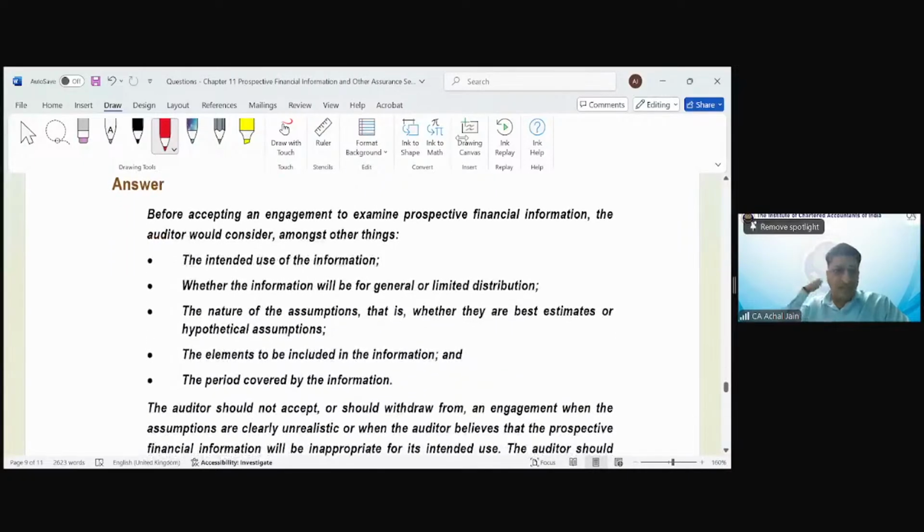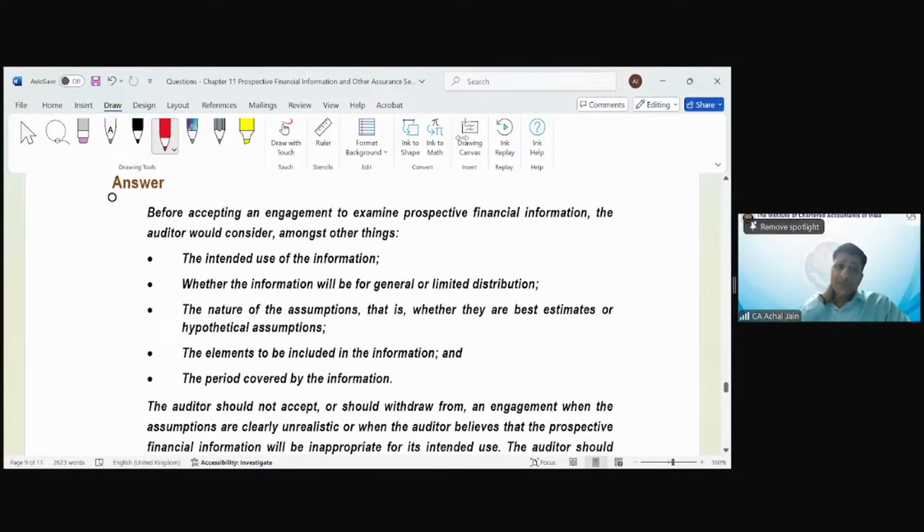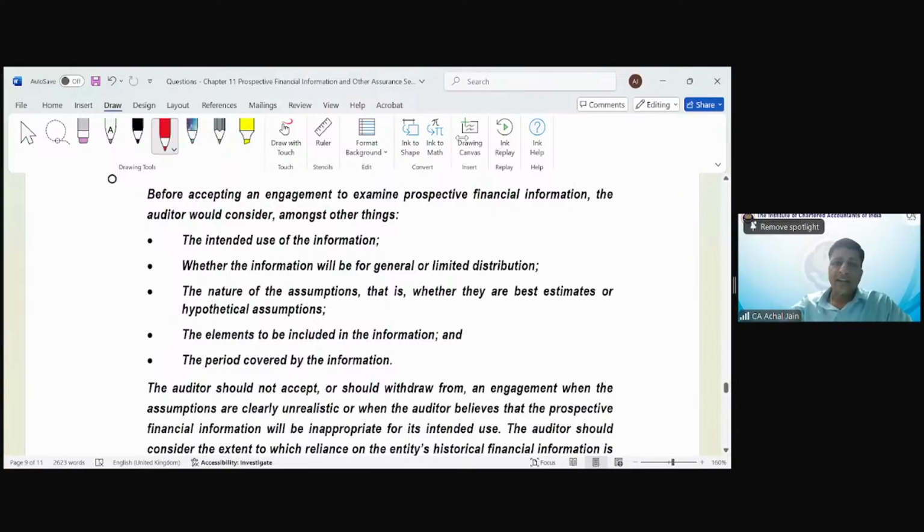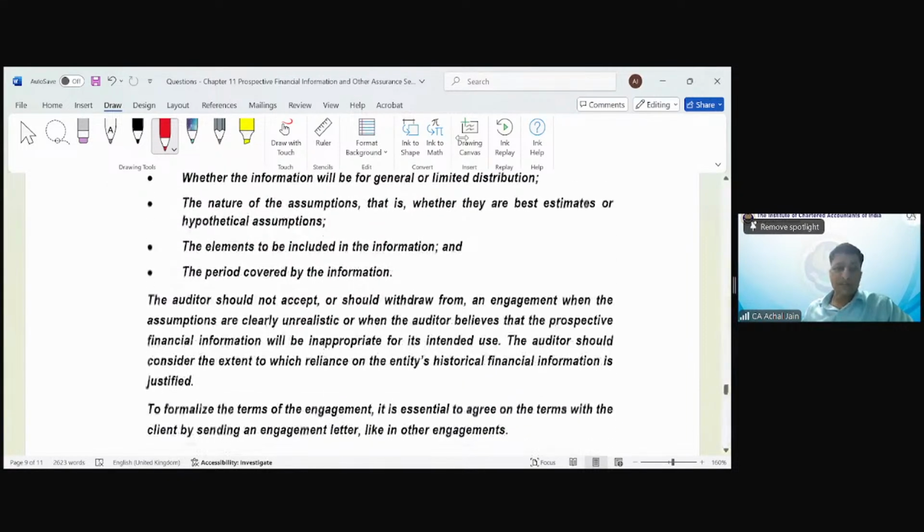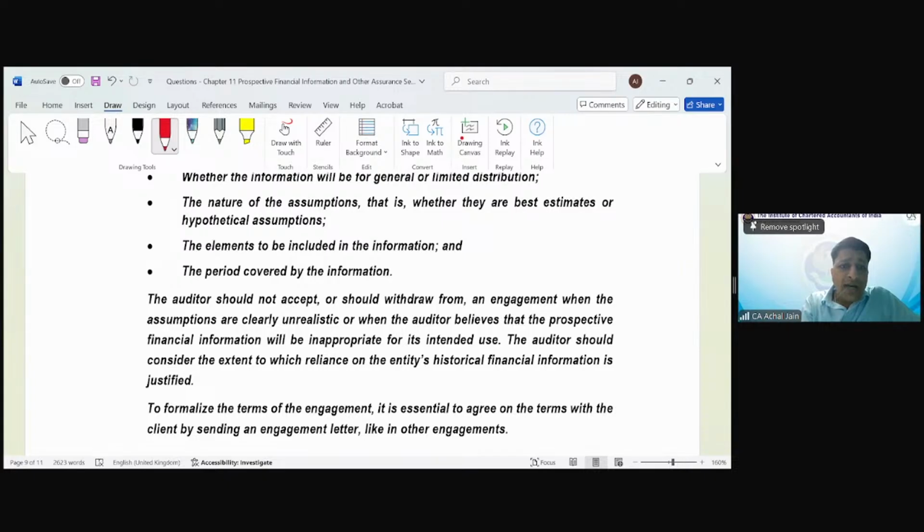Let's look at all of these points one by one. So before acceptance, what does the auditor do? The auditor will consider the intended use of the information, whether the information will be for general or limited distribution, the nature of the assumptions, again very important, the elements to be included in the information, and the period covered. The auditor should not accept, or if accepted, withdraw, when the assumptions are clearly unrealistic, or when he believes the prospective financial information will be inappropriate.